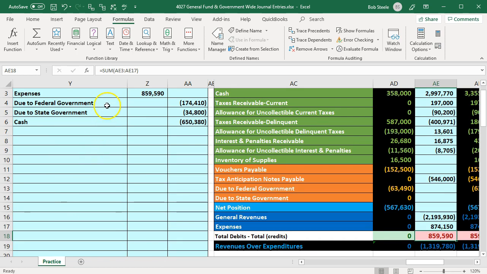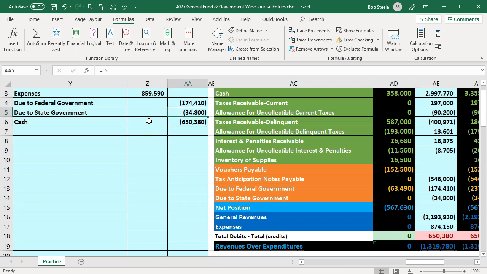And then we got the due to the federal government. That's going to be down here. So we have due to the federal government. We are in AE13 equals, scrolling back up and picking up that liability. Then we're in the due to the state government in AE14 equals, scrolling back up to the state government and enter.